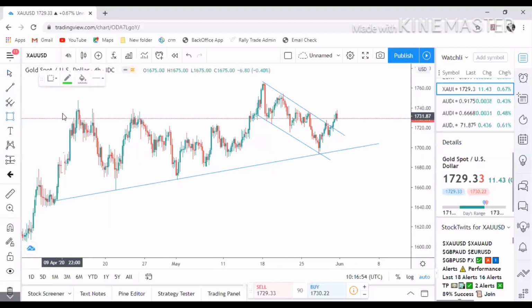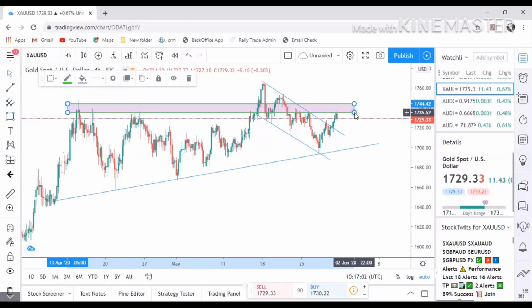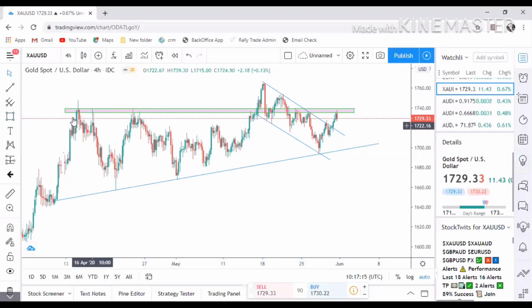Let's draw that resistance zone. Here you can see. It's big at the moment. I'm going to adjust that. All right. And see this. So see this zone. It's a huge resistance. You see price has tested it many times. 1, 2, 3, 4, 5, 6.